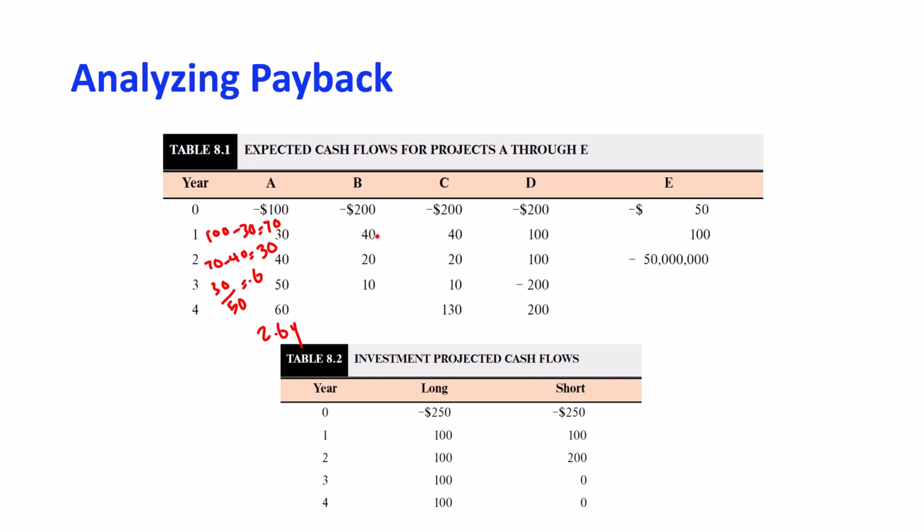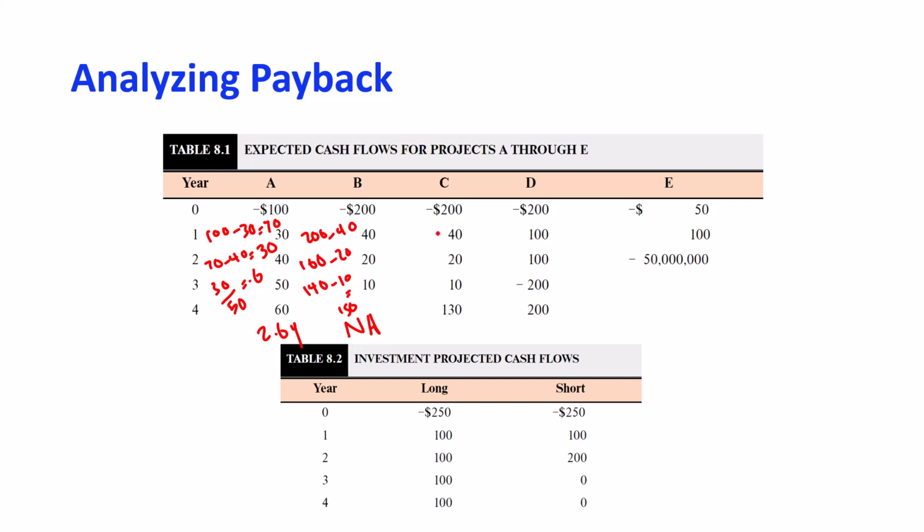For the next one, we have 200 minus 40, which is 160, and then 160 minus 20, which is 140, and then 140 minus 10, which is 130. So what happens here? The project does not pay back, so the payback is not available here. The future cash flows of the project in B are not enough to recover the cost of the project. So that's why we're not going to end up with a payback period here. So the project does not pay back.